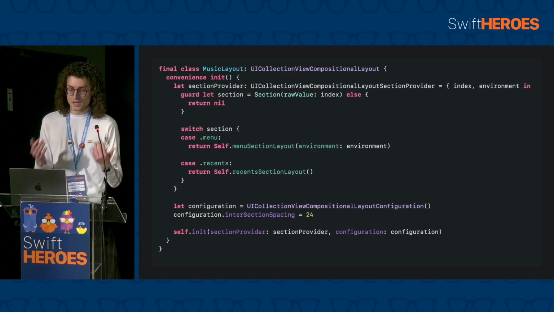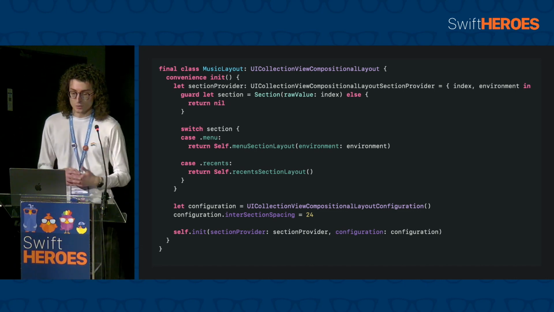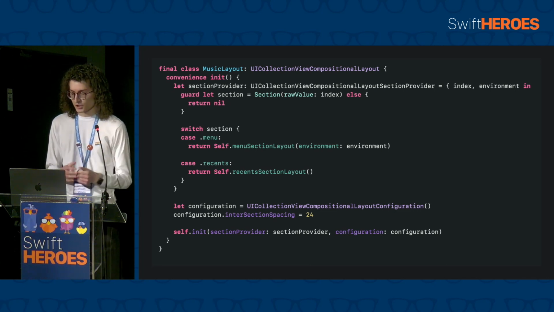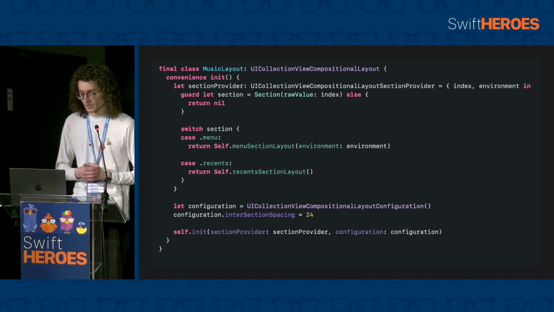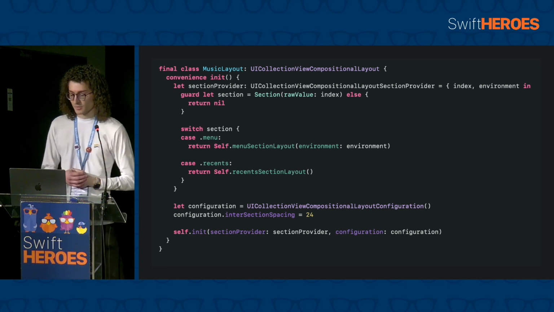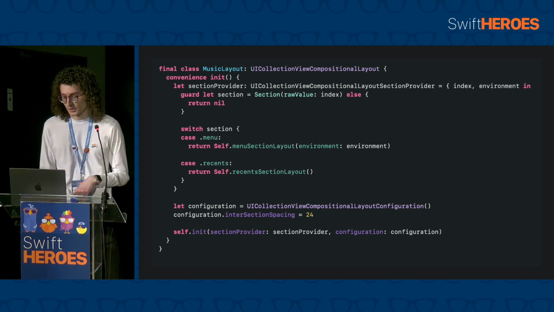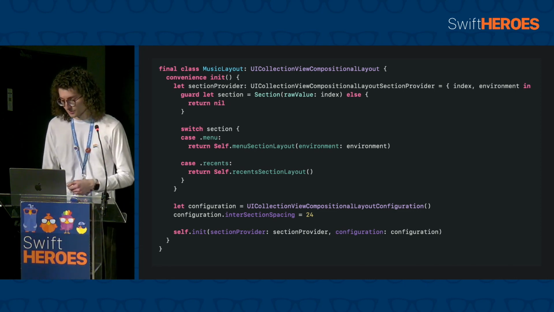So when we initialize our UICollectionViewCompositionalLayout, we can use this initializer where we can specify the section provider. And the section provider is basically a closure that gives us the index of the section, so we can switch over our section and then return the appropriate layout for that specific section. But then we can also specify a layout configuration, which allows us to modify properties on the layout. So in this case, we're only modifying the spacing between the sections.